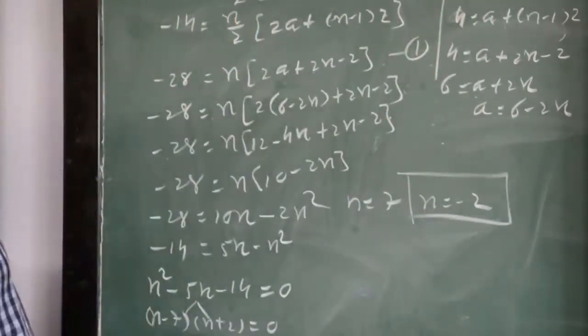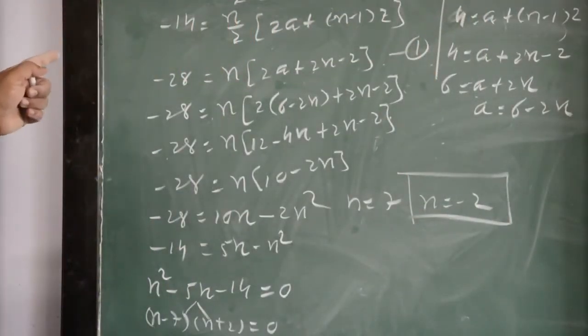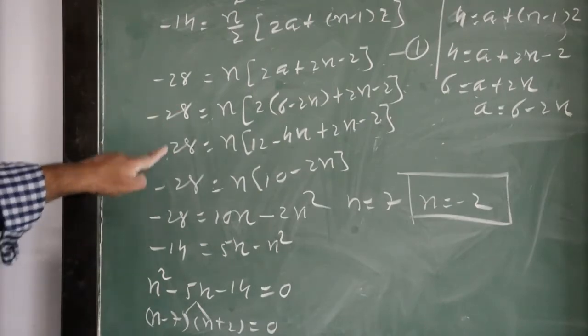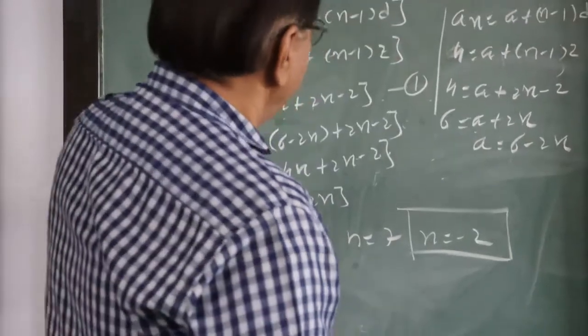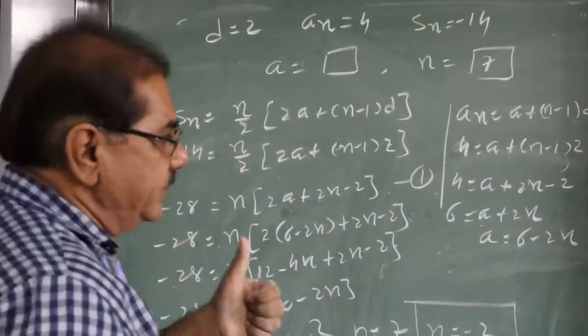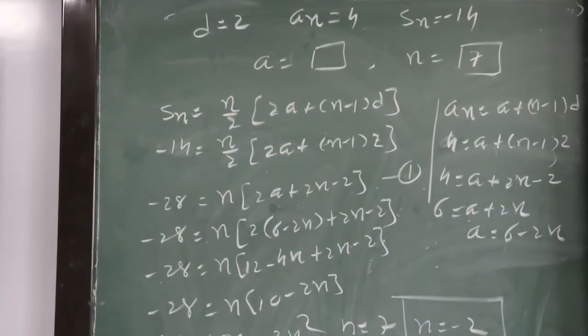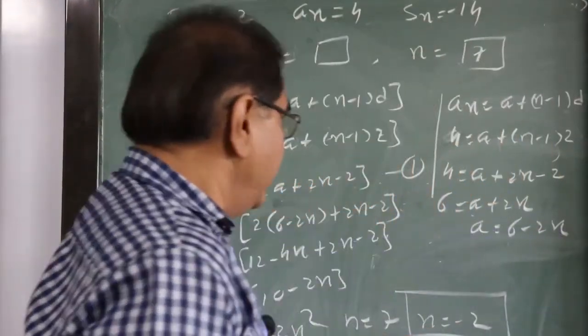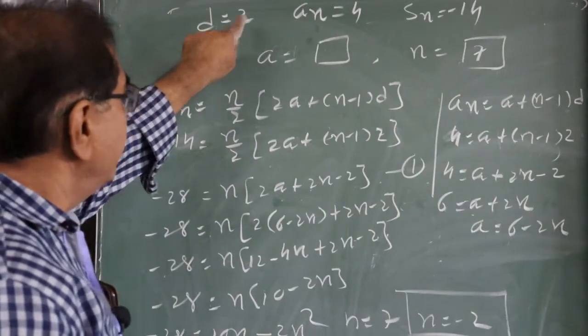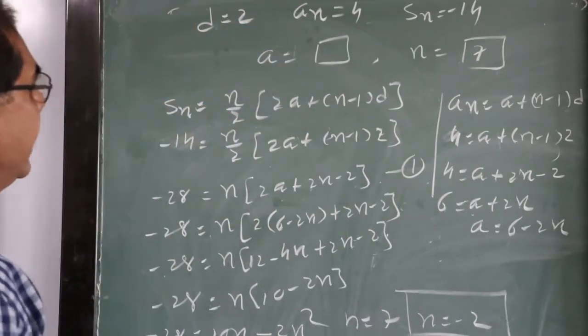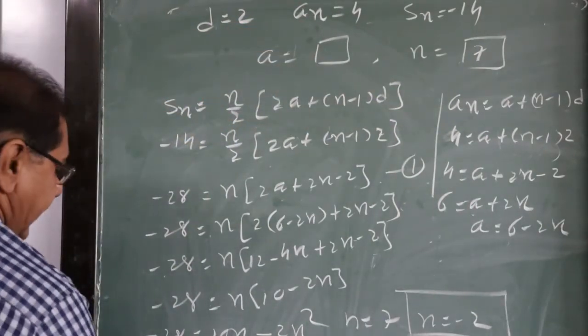Okay. Now when we know n is equal to 7, put the value of n in any of the equations which contains a, and then you can find out the value of a. That I leave it to you because it is simple how to find out a. Keeping the value of n, you have got n as 7, you have got d, you have got an also. So that way you can find out the answer a. Okay.